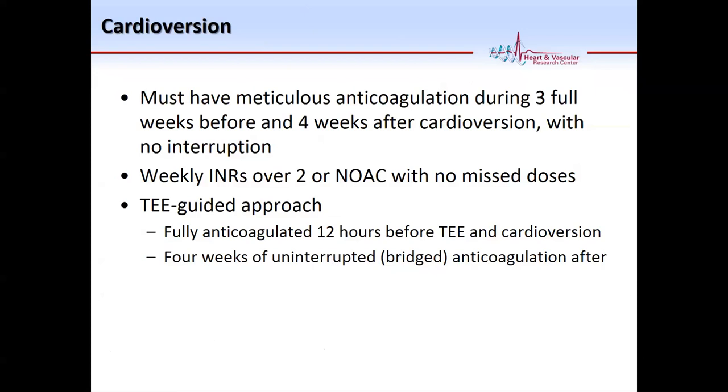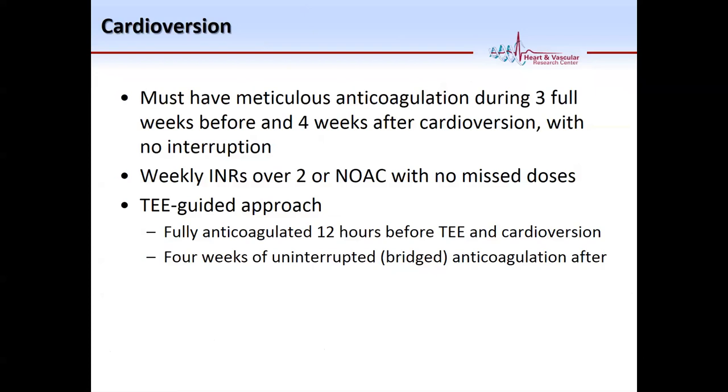What was noted is that in people who have even one INR that drifts below 2, you go down to 1.9, you go to 1.8, there are data that show that these patients have a significantly higher risk. And so we don't like to cardiovert someone who's had a monthly INR that seems to be therapeutic. We actually like to see weekly INRs to make sure that they're not going up and down in between if we're coming up on a cardioversion.